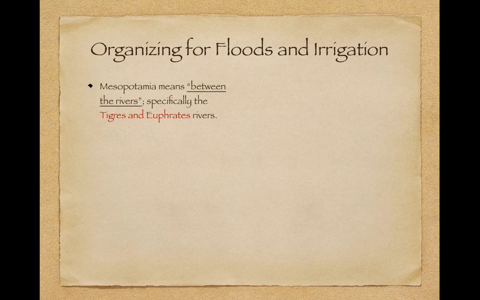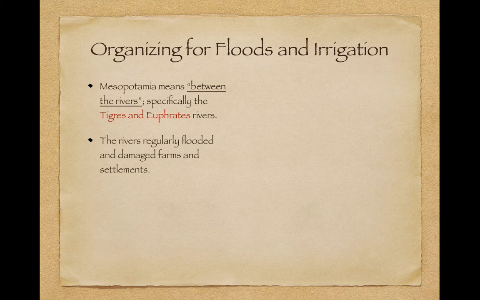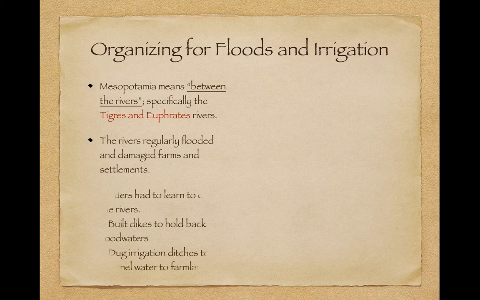So like I said just a second ago, Mesopotamia means between the rivers. Literally, that's what it means, between the rivers, specifically the Tigris and Euphrates rivers. Now, we mentioned this in the last chapter when we talked about why these first civilizations developed in river valleys. It's mostly because they regularly flooded. They damaged farms and settlements and things like that, but whenever they flooded, they left behind that silt that made the soil really fertile. So they had to figure out how to organize these things and control these floods, right?